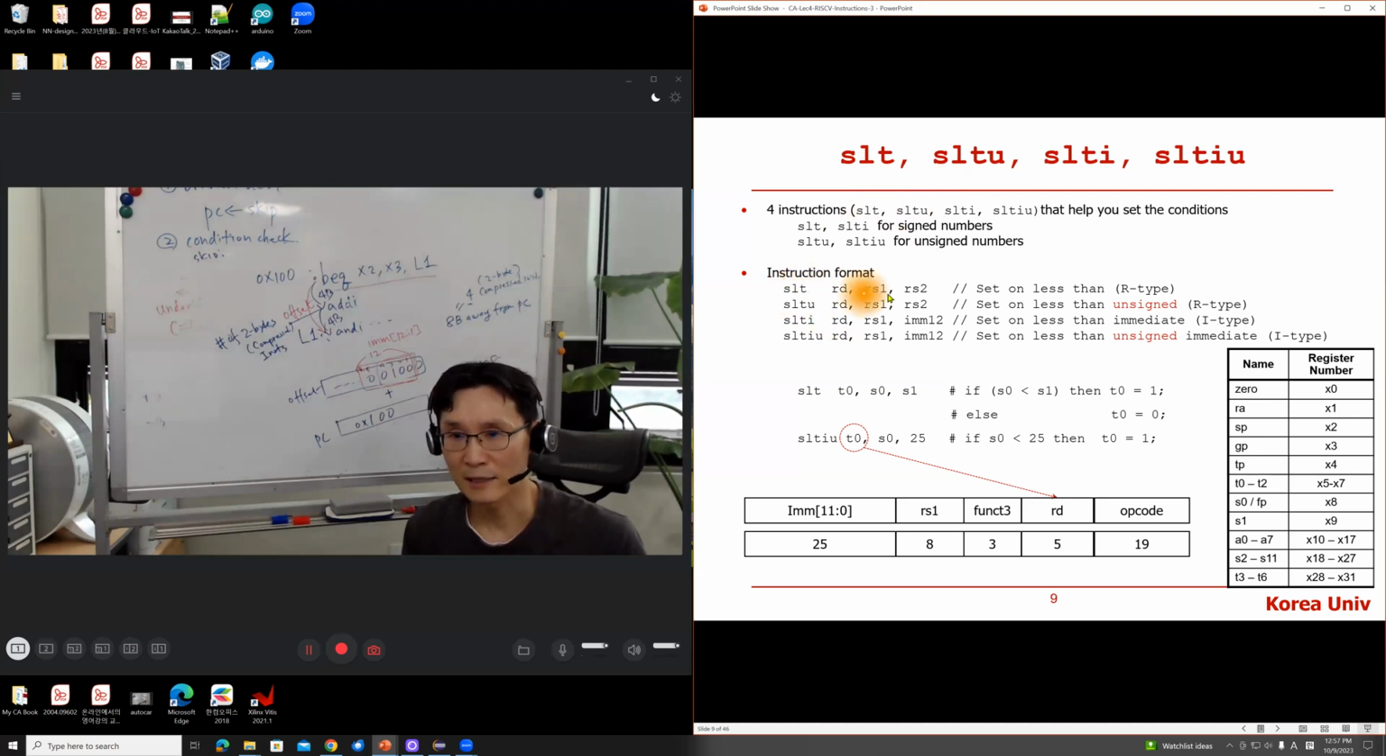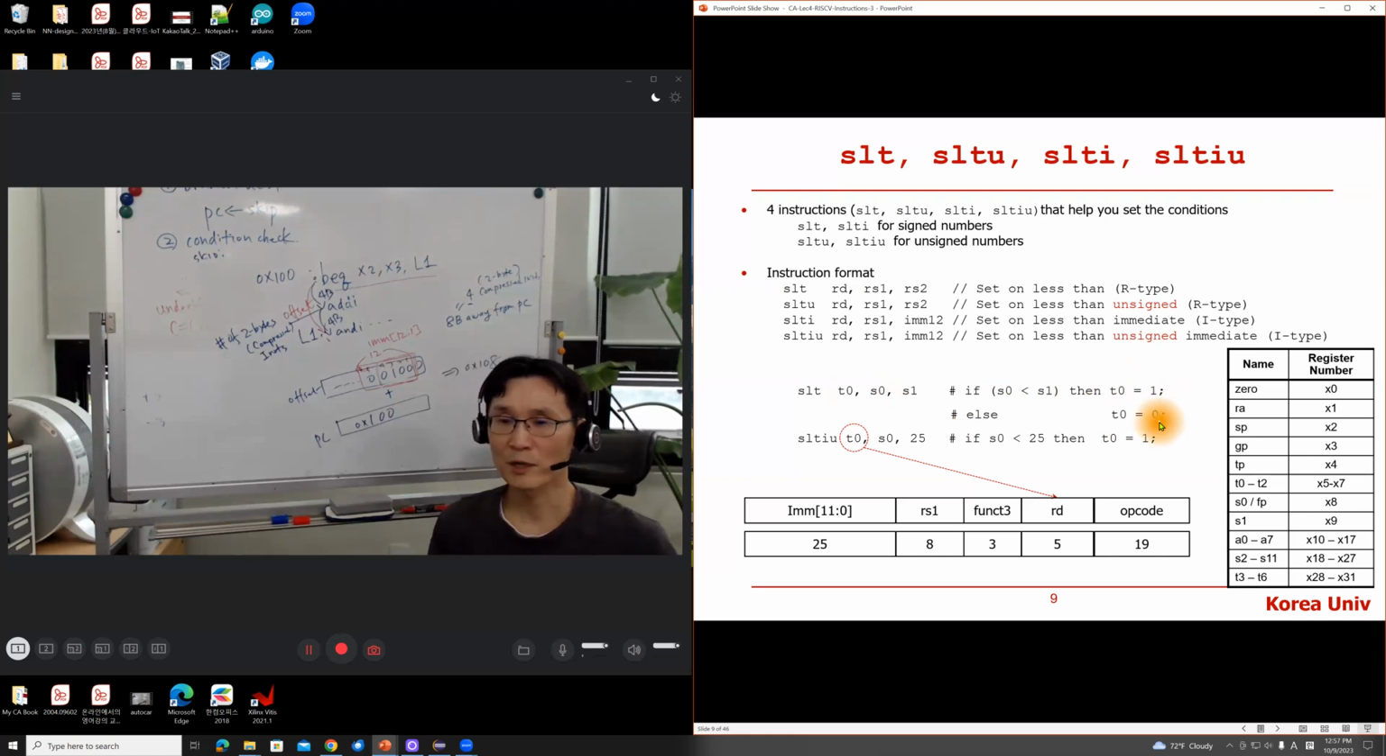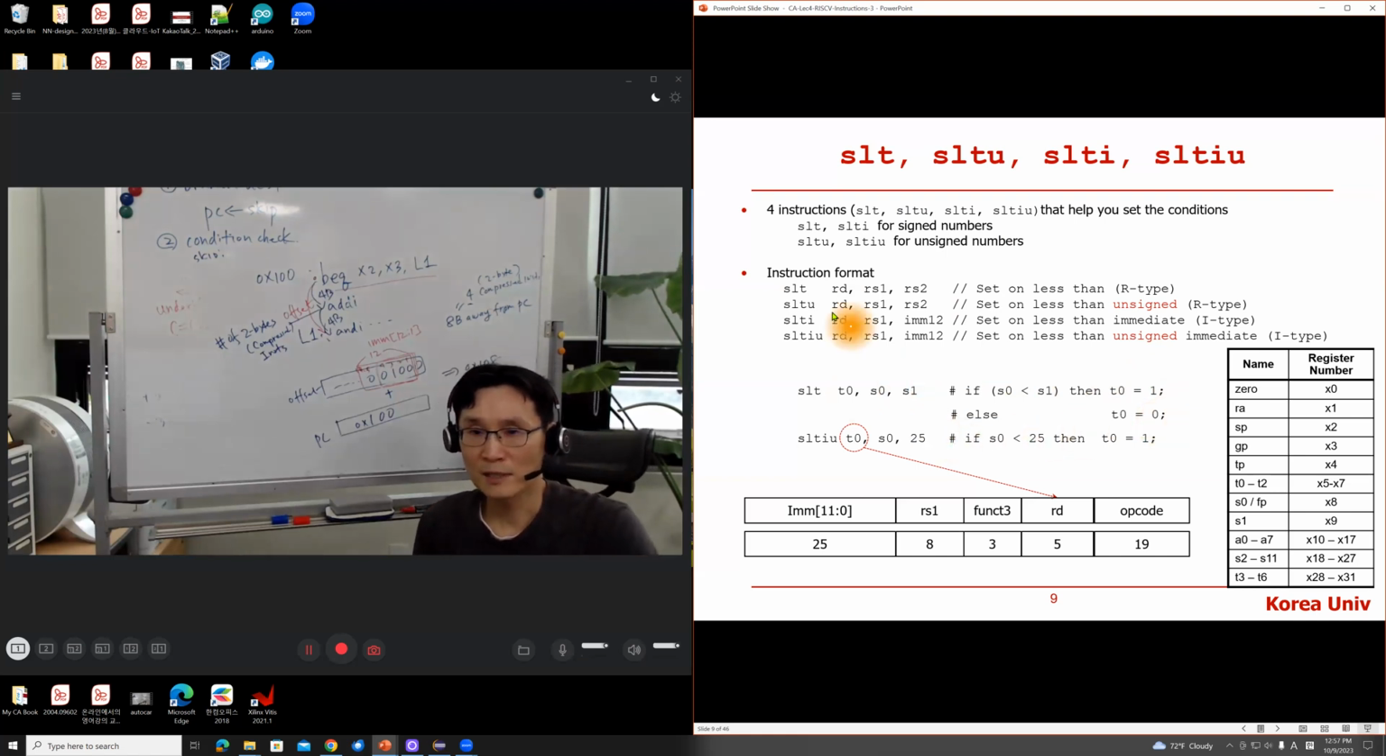Set less than operation: check out this example. You want to compare these two with a less than condition. If S0 is less than S1, you want to set T0 to 1. Otherwise, you want to set T0 to 0. So depending on the condition, the destination register is set to either 1 or 0. Very simple operation, right? Set less than.